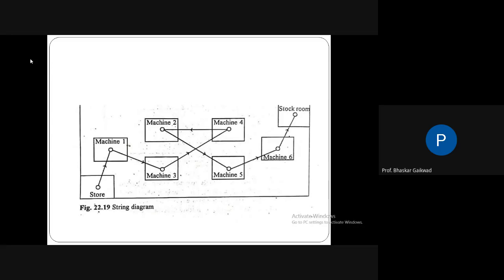Now, where are string diagrams used? First, it is very simple in dealing with complex movement, plant layout or design problems. Just we can trace that point from workstations to the various workplaces.